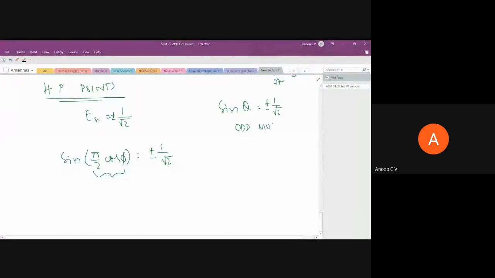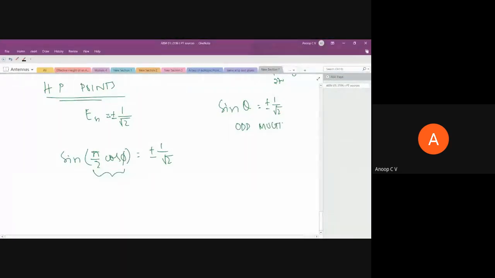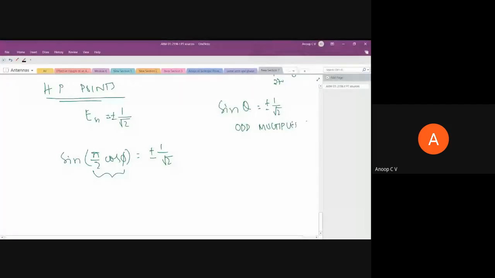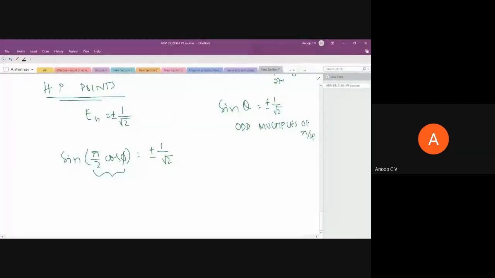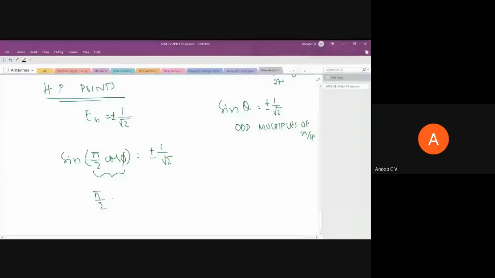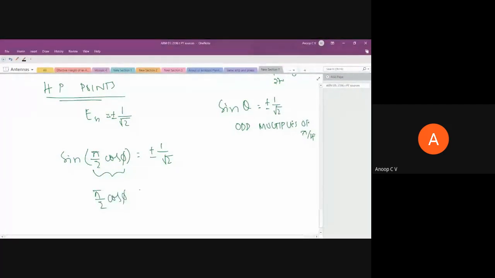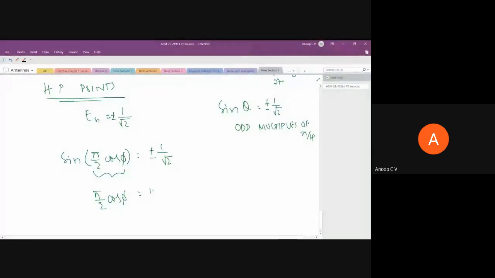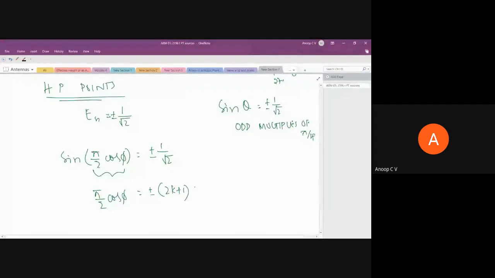Odd multiples of pi by 4. Sorry, odd multiples of pi by 4. Sine of something, if it has to be plus or minus 1 by root 2, should be odd multiples of pi by 4. So the argument pi by 2 cos phi should be equal to plus or minus (2k plus 1) times pi by 4. So this pi and pi get cancelled, and 2 by 4 will be 1 by 2 there.